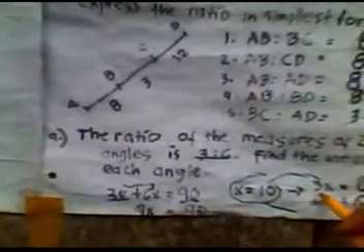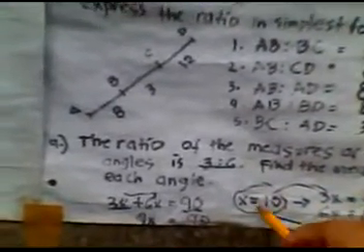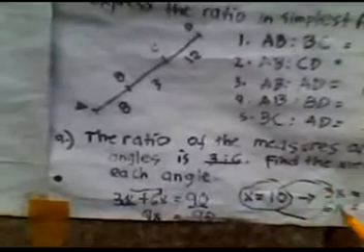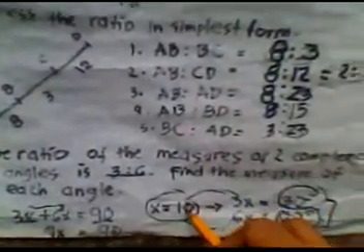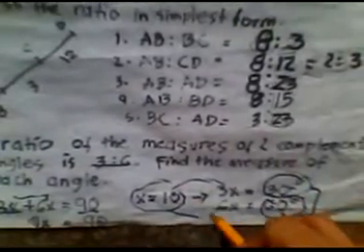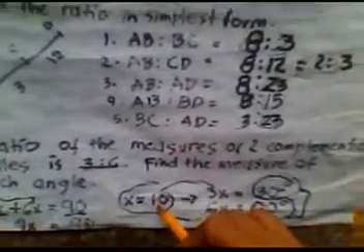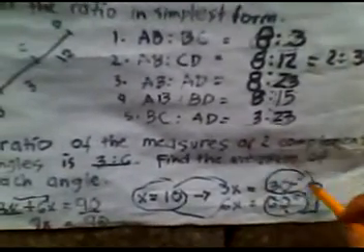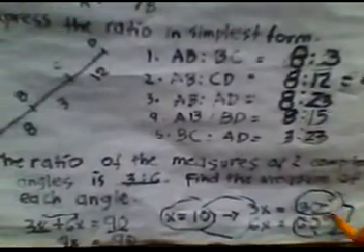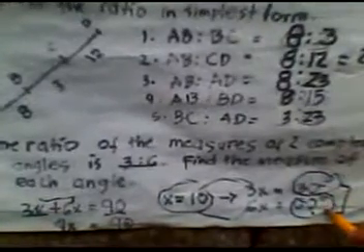And multiply the value of 10 to 3x and 6x. So that will become 3 multiplied by 10 is equal to 30, and 6 multiplied by 10 is 60. So the measures of two complementary angles are 30 degrees and 60 degrees.